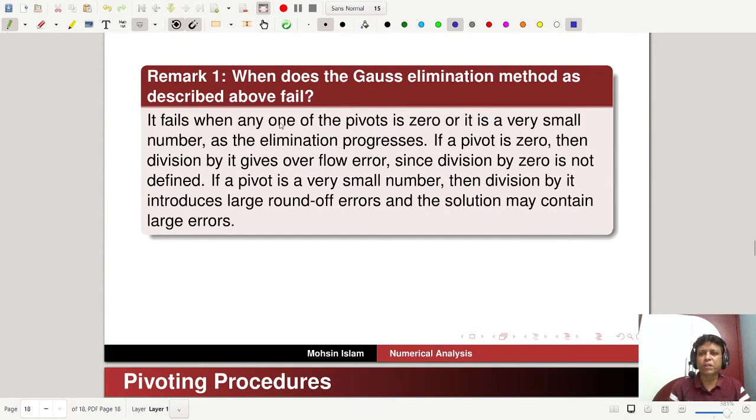When does the Gauss elimination method described above fail? It fails when any of the pivots is 0. That means the leading coefficients are 0, or it is a very small number as the elimination progresses. If it is very small or the pivot is 0, then that method fails. If a pivot is 0, then division by it gives an overflow error, since division by 0 is not defined. If a pivot is a very small number, the division by it introduces large round-off errors, and the solution may contain large errors. So this is the limitation of the method.